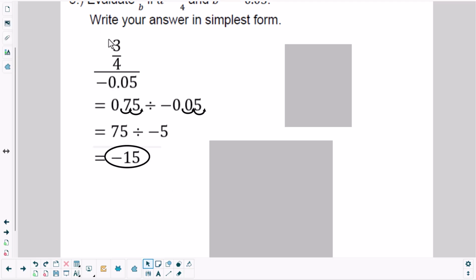Now again, we could do 3/4 divided by, this would be negative 5/100 or negative 1/20. So it would be 3/4 times 20 over 1.